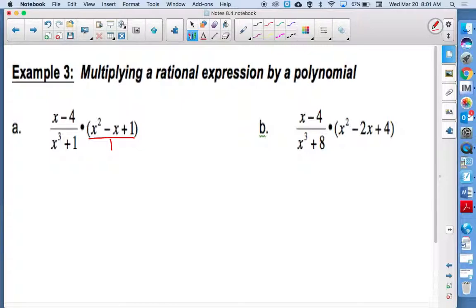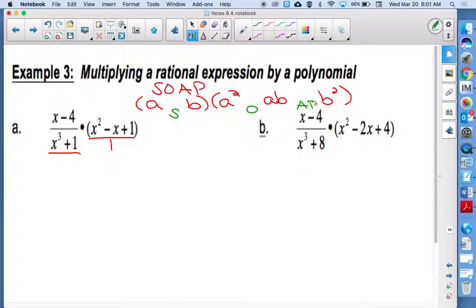This one's a special problem. Why is this one special? It has the x cubed. Yeah, it has the x cubed plus 1 in it. You might want to remind yourself of that pattern. This is that SOAP pattern. So when you factor it, we have a, same sign, b, a squared, a times b, b squared. And the SOAP, same sign, opposite sign, always a plus sign. That's what SOAP means, the symbols that go in between.